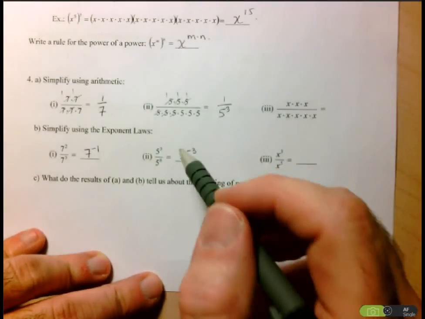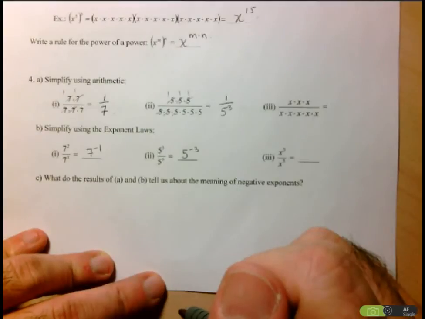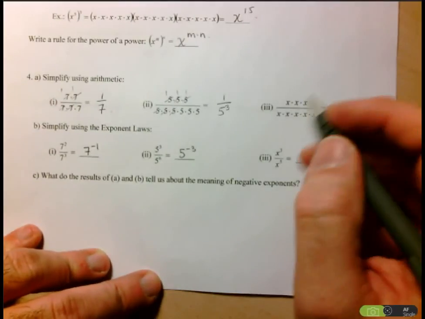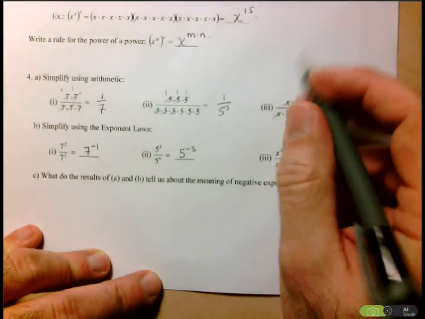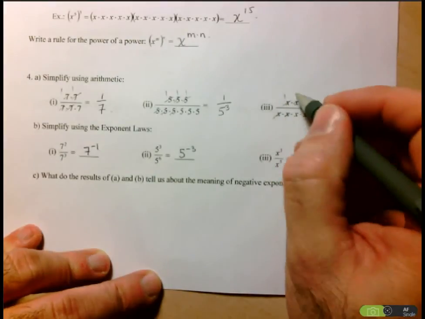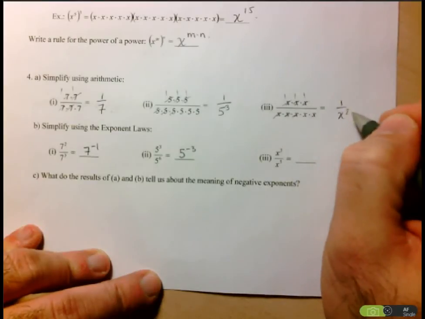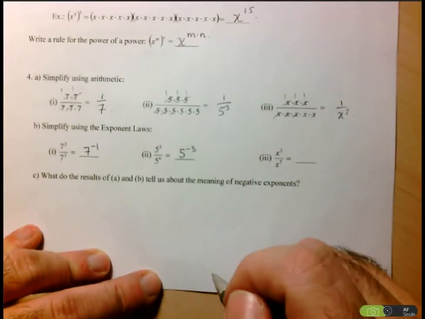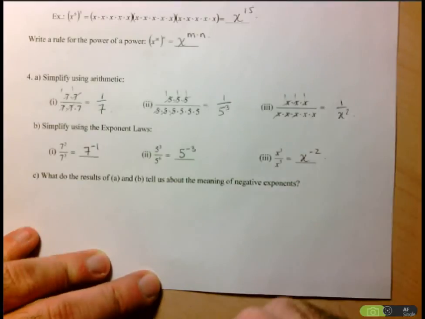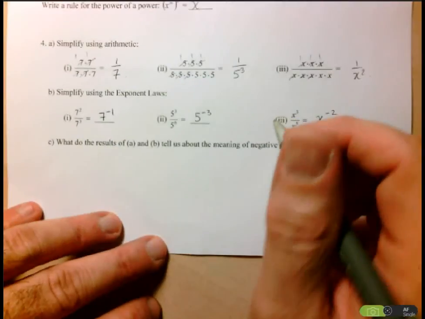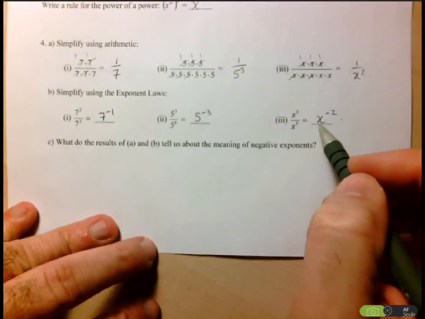So hopefully now you're starting to see the effect of this negative exponent. As a last example, let's look here. Whatever number this is, I'm dividing it by itself, so it's just equal to 1. Same thing here. Same thing here. So we're left with 1 over x squared, and when I apply the exponent laws, I get x to the negative 2.